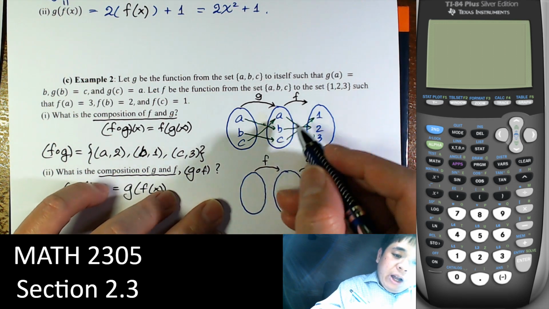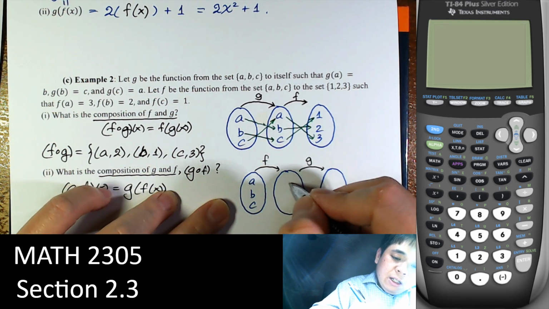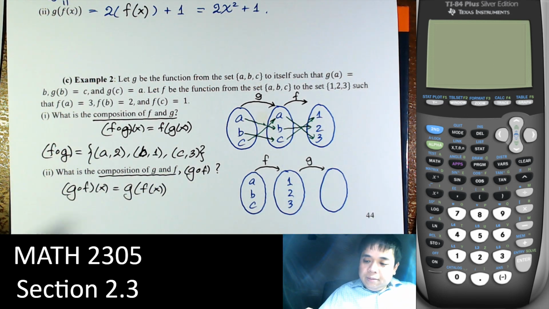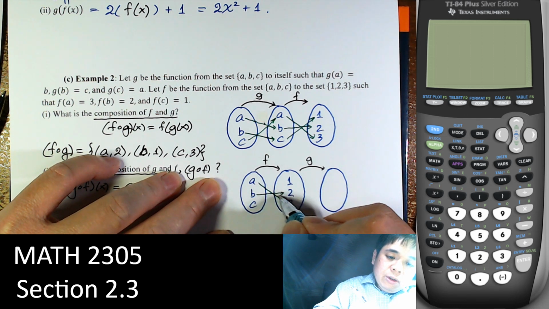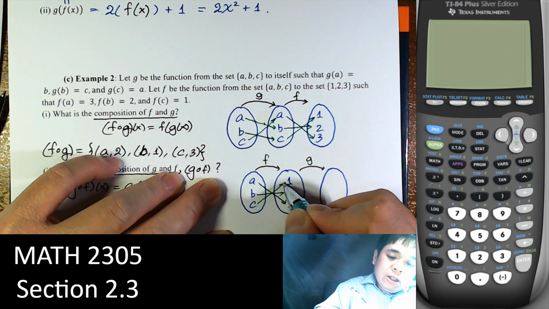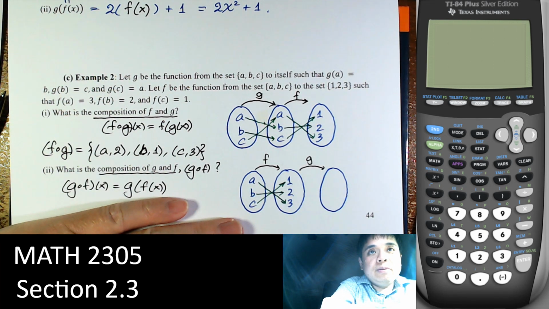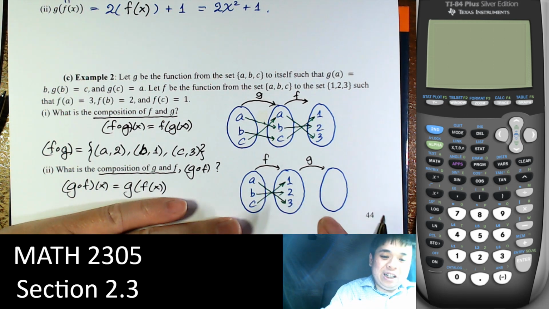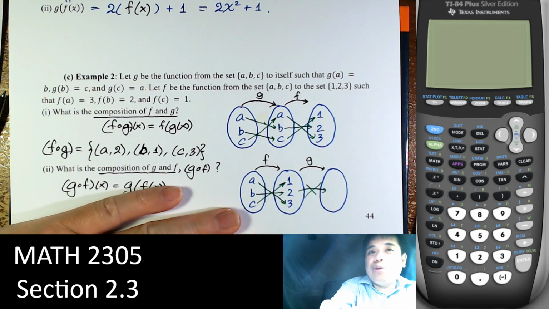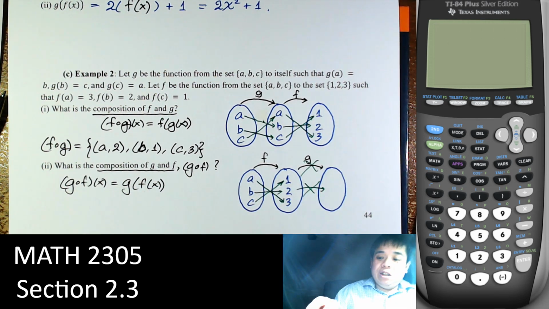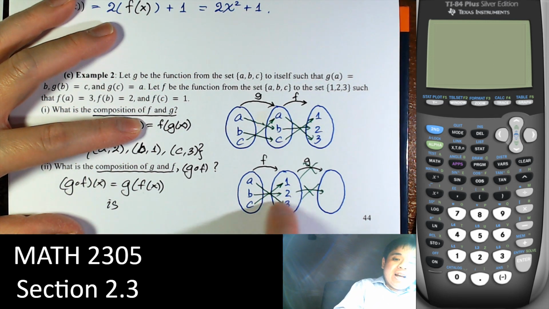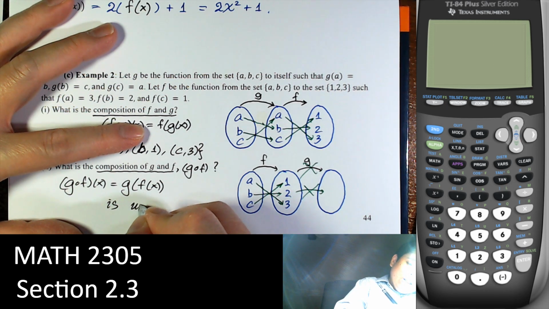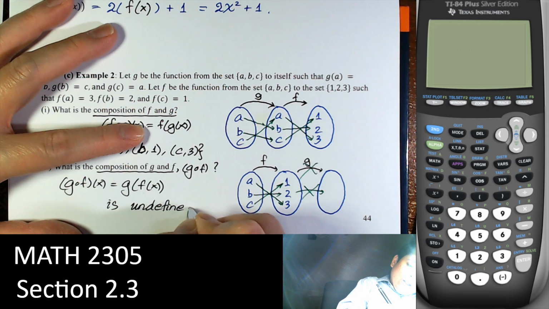Oh, that's right. So f is ABC to 1, 2, 3: a to 3, b to 2, and c to 1. And what is g? g is this. Well, we cannot go from 1 to 3, so we don't have that. Because of that, this one is undefined, because there's no correspondence between this set and that.